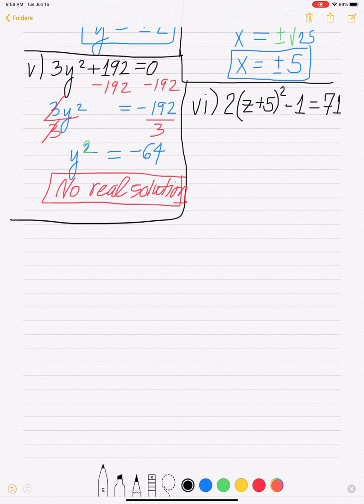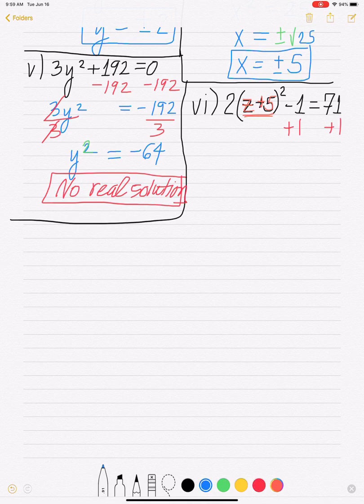So you want to treat this like a power equation. And you want to think of the z plus 5 here like a single entity. Imagine that this whole z plus 5 is like an x. So you want to get the z plus 5 by itself, basically. So if I want to get z plus 5 by itself, first I'm going to add 1 to both sides to get rid of that minus 1 on the left side.